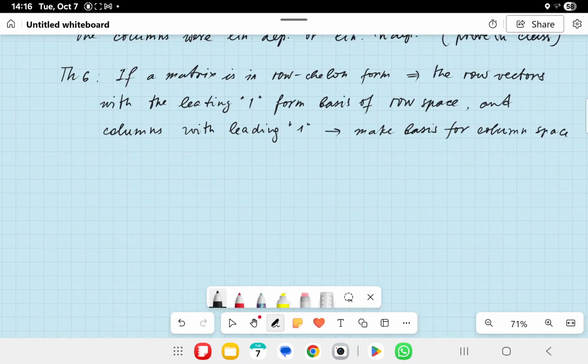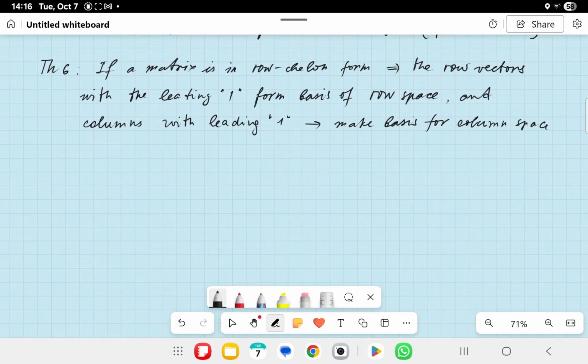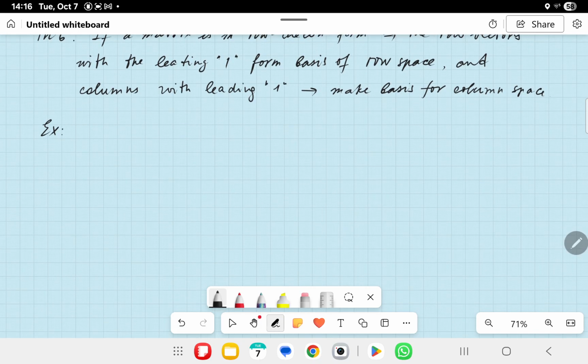Now I'm just going to consider an example of a row echelon form of a matrix and describe what is what here. Example. Well, you can probably see why it works like this.